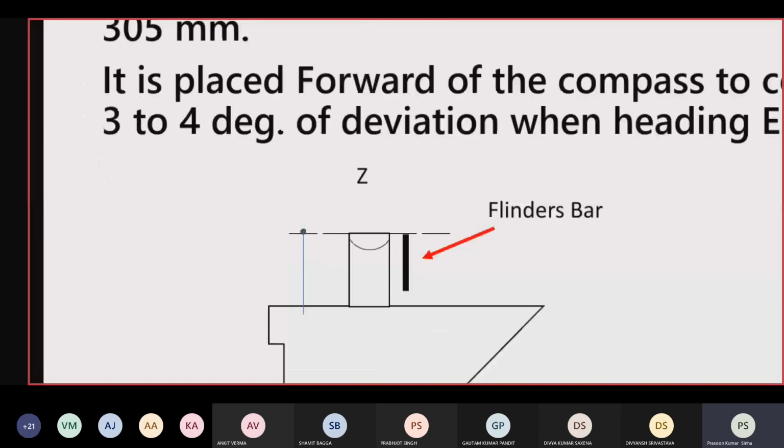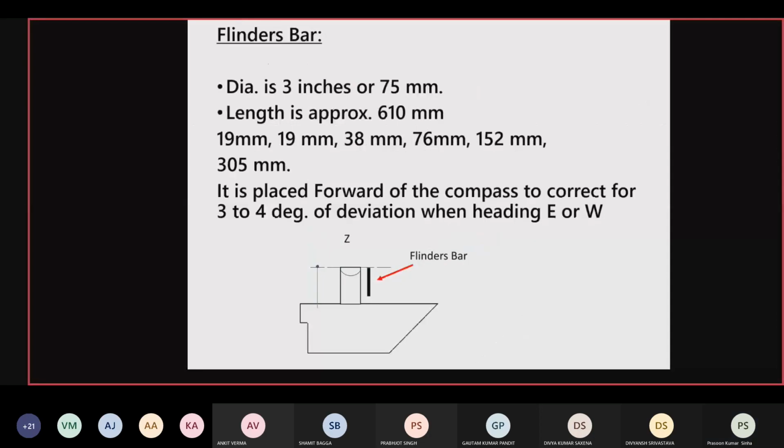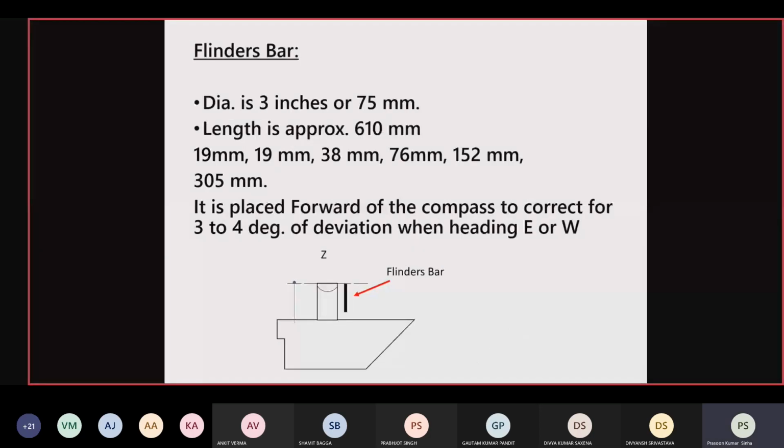There are specifications for this. The general specifications you can see here. The diameter is 3 inches, diameter of the rod. The length is 610 mm, 19 mm, 38 mm, 76 mm, and 152 mm, also 305. These are different sizes which can be placed as per requirement. जितनी मैग्नेटिज्म क्रिएट करनी है, मुझको करेक्शन करना है, उसके हिसाब से अलग अलग साइज लग सकती है.